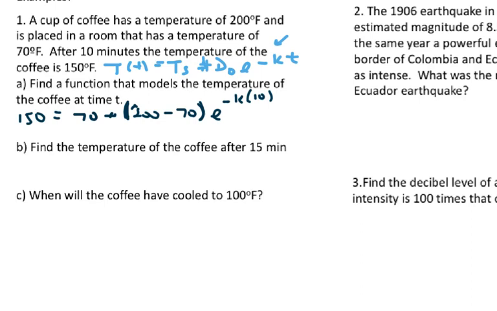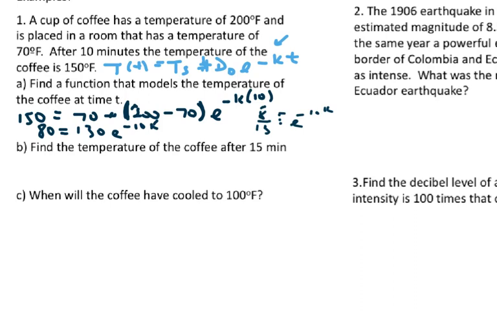So we would subtract the 70 over, and that would give us 80. So we'd have 80 equals, and then we have 200 minus 70 is 130, e to the negative 10k. All right, so then we would divide by 130, so we'd get 80 over 130, which reduces to 8 over 13, equals e to the negative 10k.